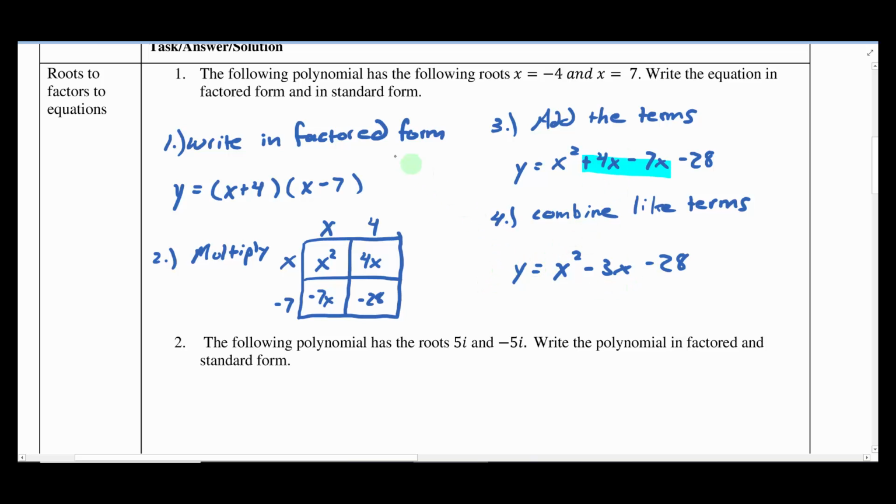All right, so if you look at the individual steps that we took, like writing in factored form, easy. Multiplying, we've been doing that since 9th grade. Adding terms, so just arranging the terms based on what you see in the box.